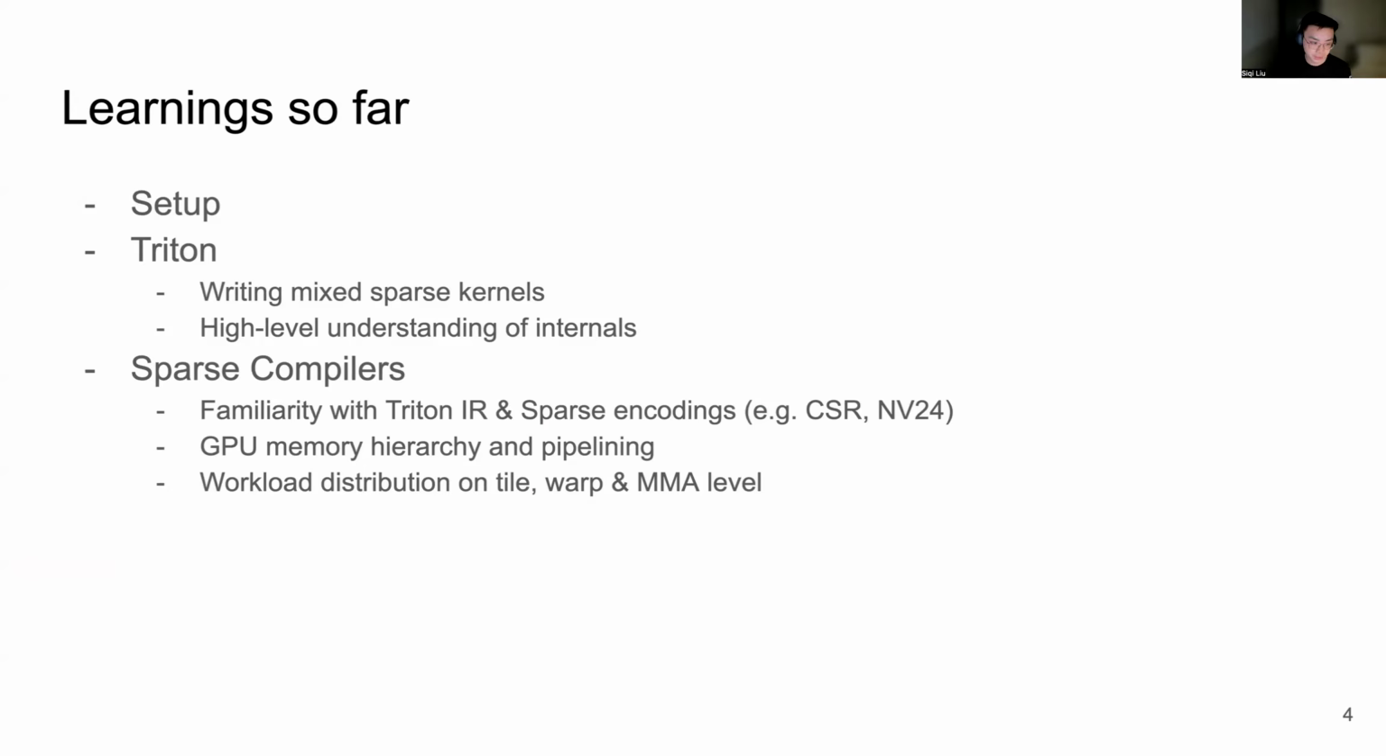So I have some familiarity with the Triton IR, as well as different encodings that we have, of which I think the one that we want to focus on is NV24. I've learned about GPU memory hierarchy and pipelining, as well as, more recently, how the workload is distributed on the tile, the warp, and the MMA level.